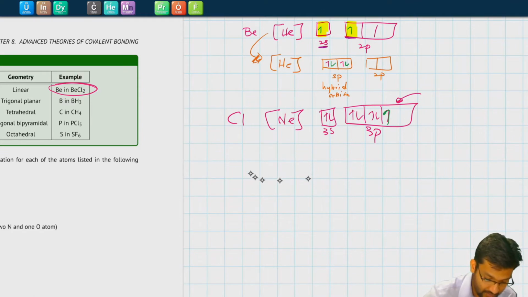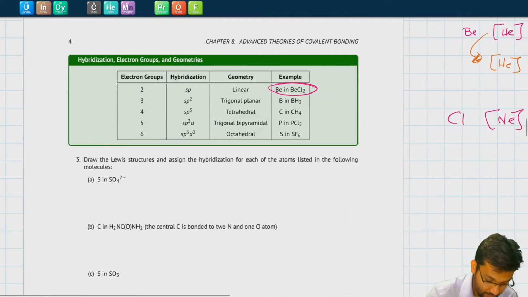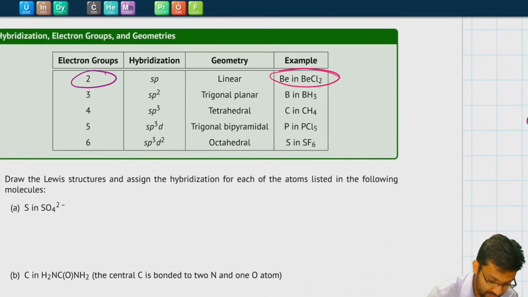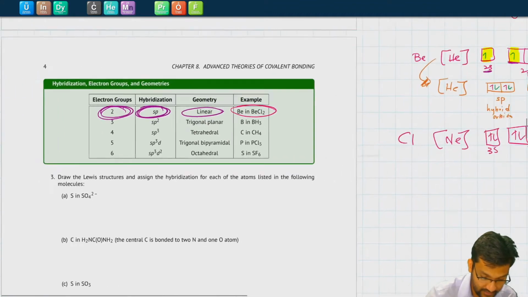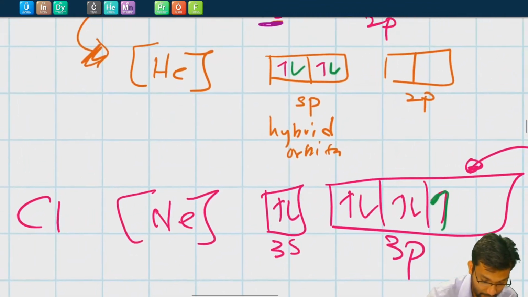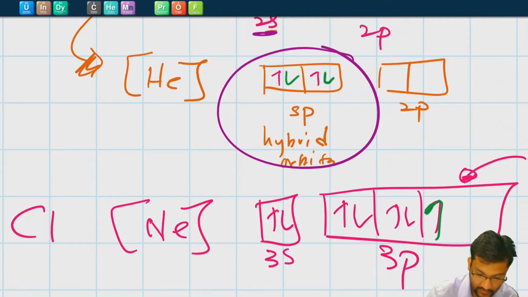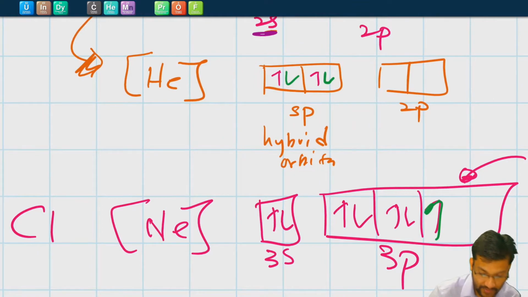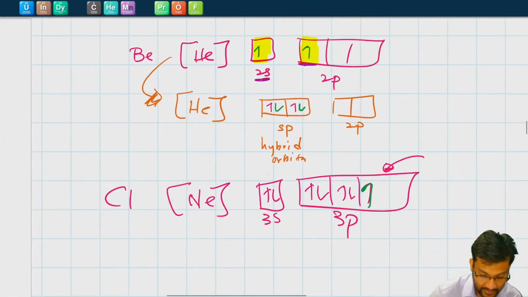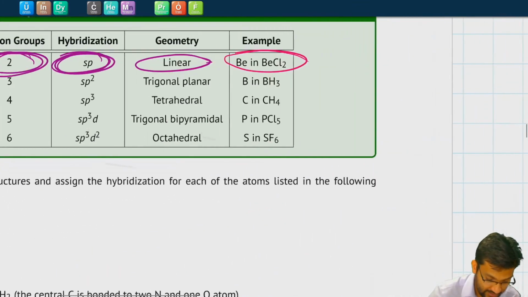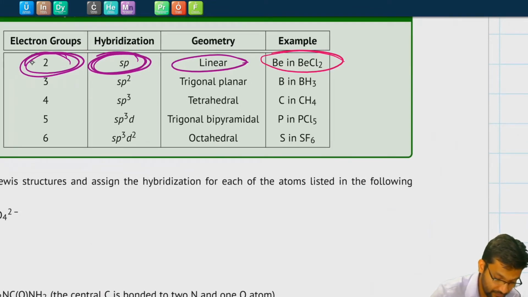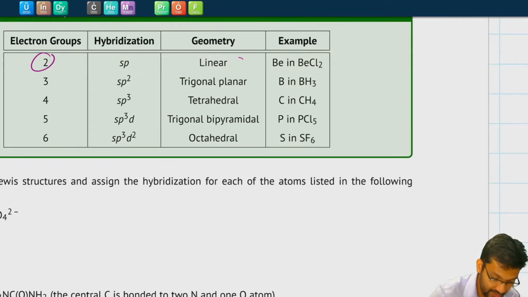Let's look at another case. Well, before we look at another case, let's just look at that. So sp hybridization means that you have two electron groups available for bonding. These two electron groups, they could be bonding or lone paired, but they're teaming up to form two orbitals. And so whenever you have that situation, from VSEPR theory, two electron groups means we have a linear geometry.